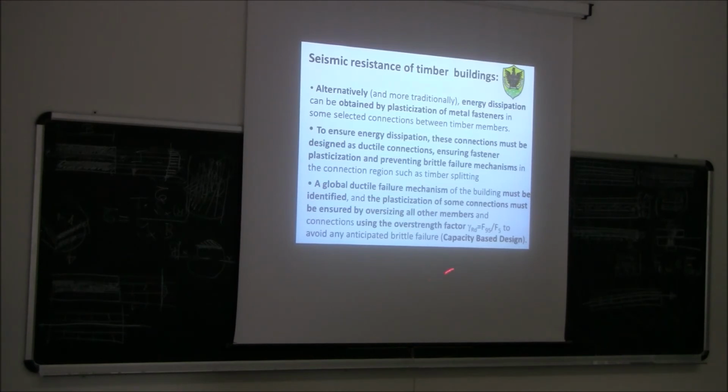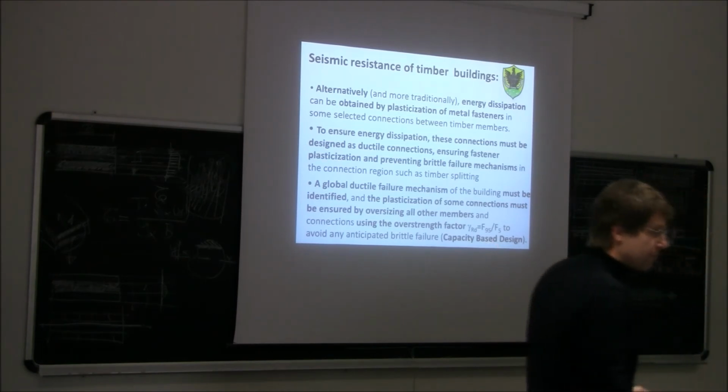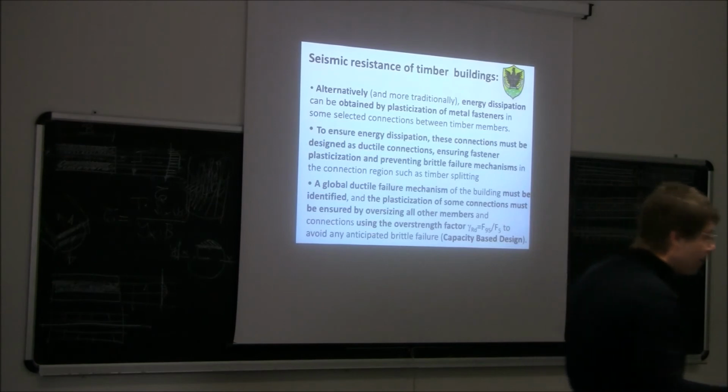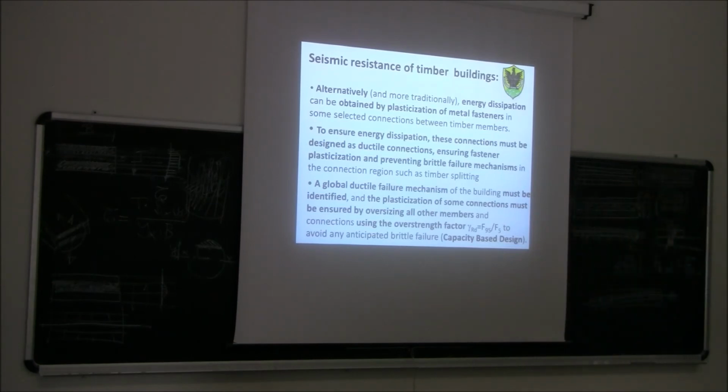Why so high a value? Because we will see that the overstrength factor is the ratio between the lower 95th percentile and the lower 5th percentile, and for timber, since we have an important scatter of material property, we get to 1.6. So we need to be aware that when it comes to capacity-based design for timber structures, we need to oversize quite a lot, much more than what we used to do for reinforced concrete. Okay?